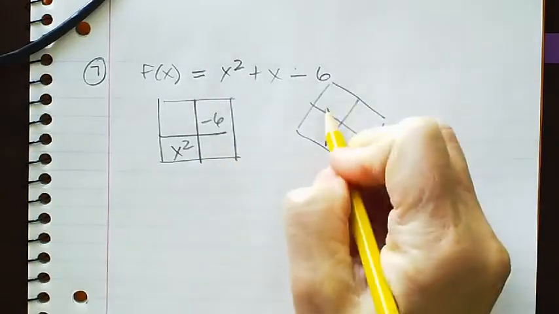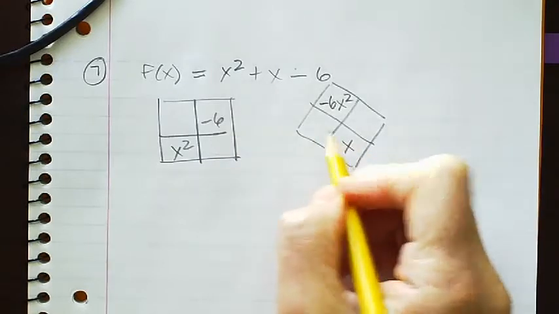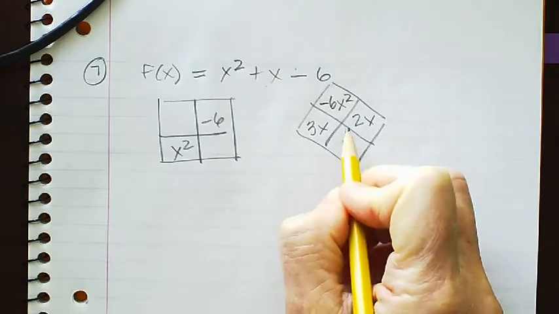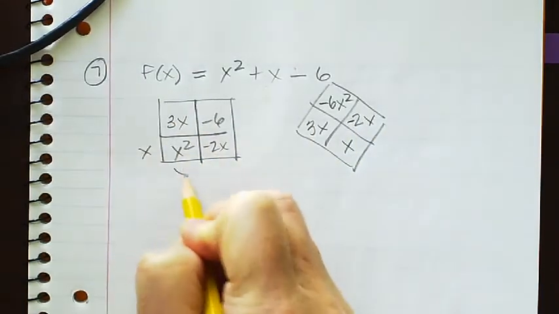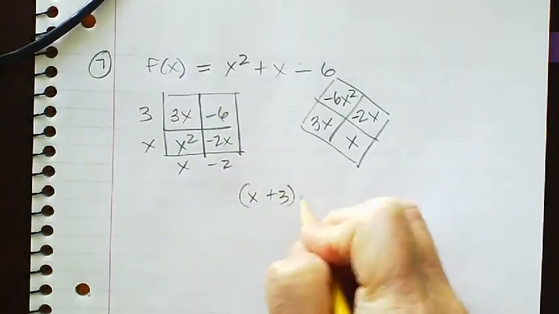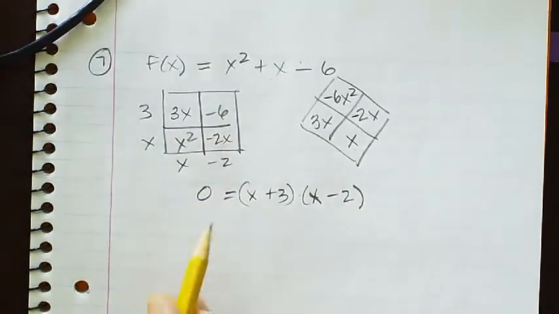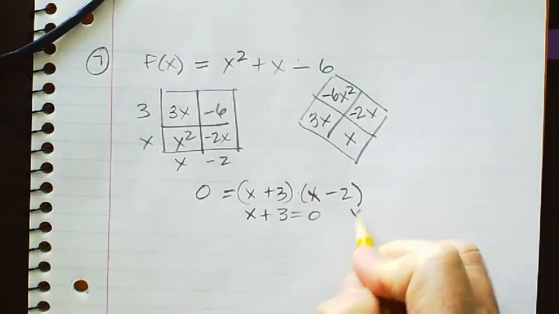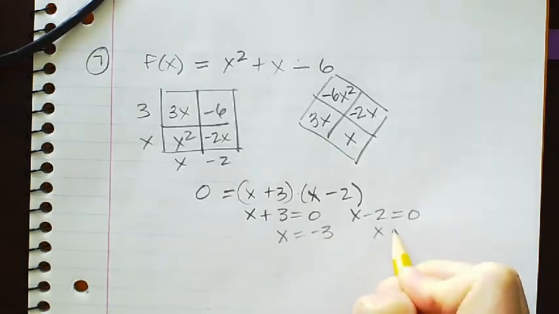To get the x-intercepts, I'm looking for factors of negative 6x squared that add up to positive 1. So that's going to be 3x and 2x. And I want the 1 to be positive, so let's make the 2 negative. So that's going to factor into x plus 3 and x minus 2. And I am going to use zero product property. So x equals -3, x equals +2.